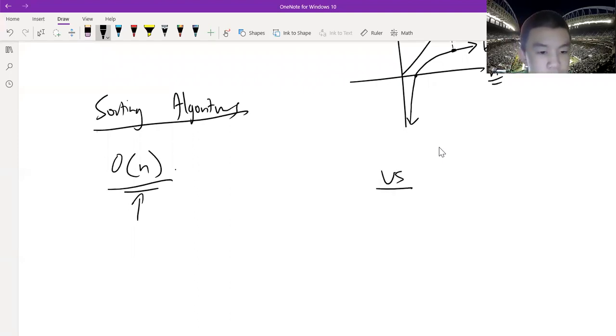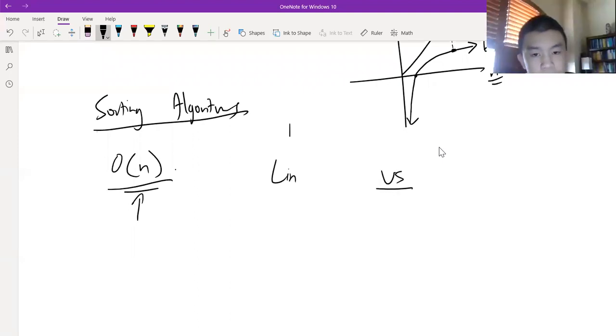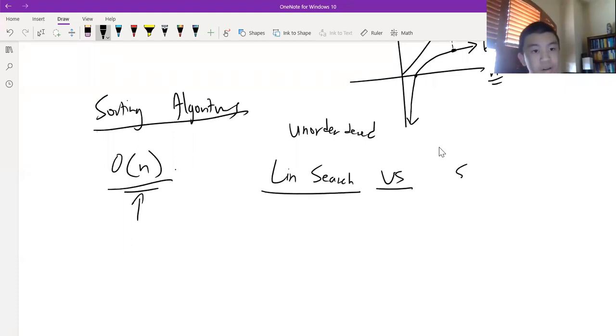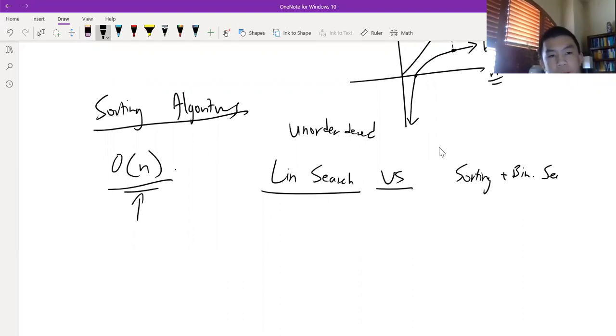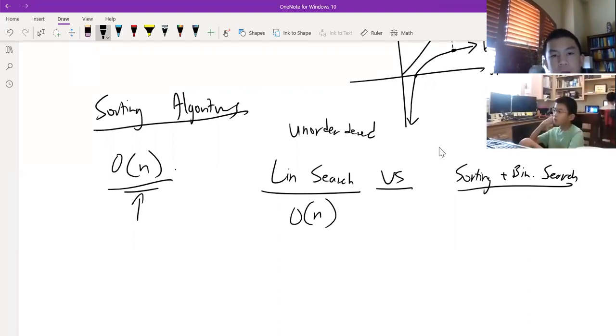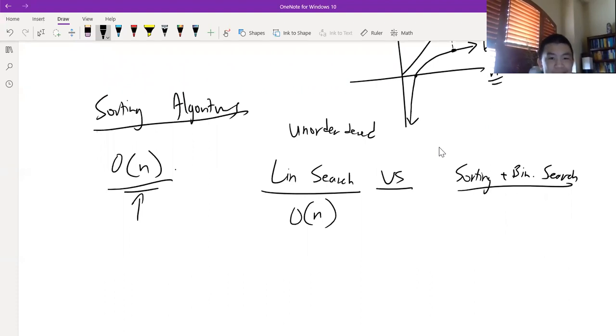So we're comparing 2 algorithms right here. One is linear search. This is for unordered sets, ordered sets. We have a linear search, versus sorting and then using a binary search. A linear search we know is O of n. And sorting plus binary search, let's say we don't know exactly what the O is. That's what we're trying to find out right now.